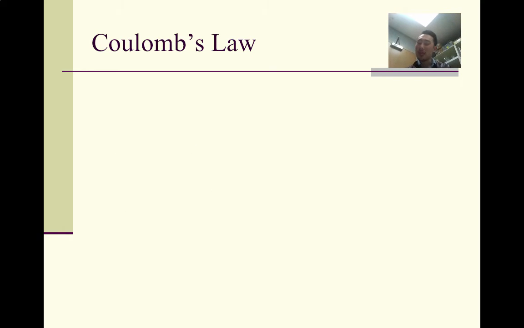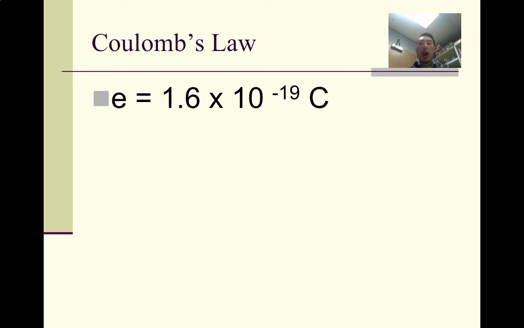Okay, Coulomb's law. Woo, we're finally there. A couple of things about Coulomb's law. You need to know this e. This is the elementary charge, 1.6 times 10 to the negative 19 coulombs. This is the value we give to every charge, whether it's positive or negative. If it's a positive charge, we say it's positive 1.6. If it's negative, we say it's negative 1.6 times 10 to the negative 19.